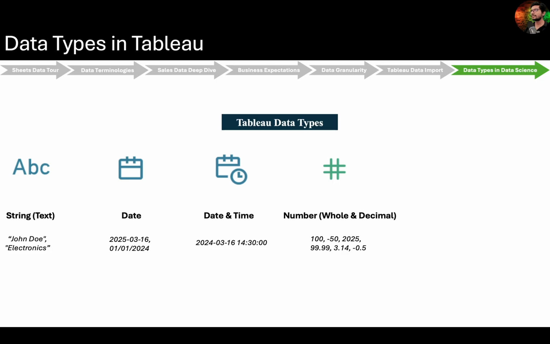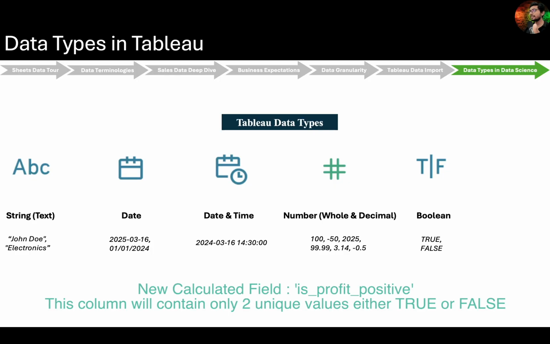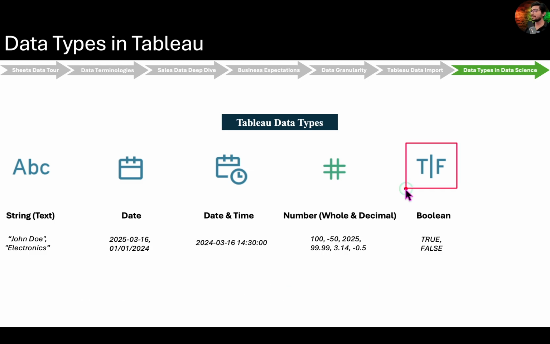The next data type is a Boolean data type, which contains only two possible values, which is true or false. For example, if I create a new column or a calculated field called is profit positive, this column has only two unique values, which is either true if profit is greater than 0 or false if profit is less than or equal to 0. So this is how we define a Boolean data type. And if a column contains only true and false values, Tableau will identify it as a Boolean data type. In our dataset, we don't have any field which is by default a Boolean data type.